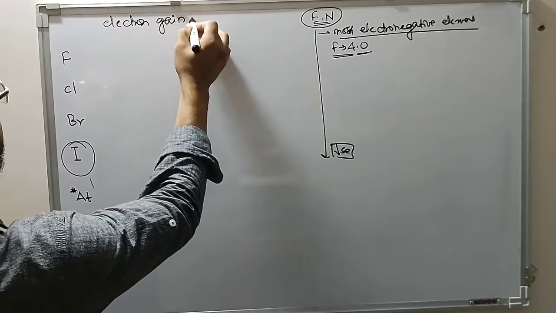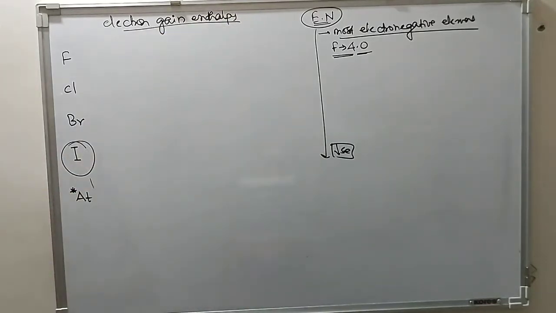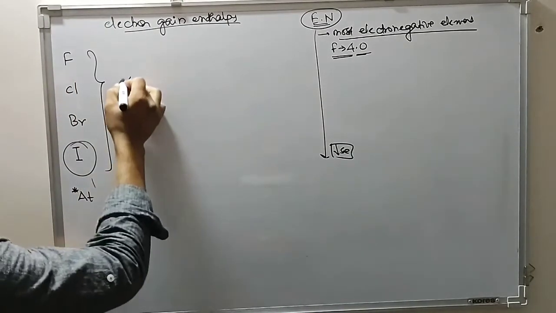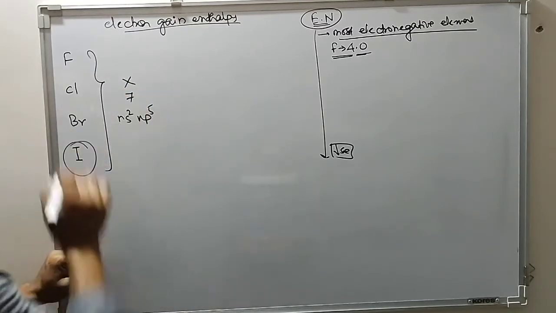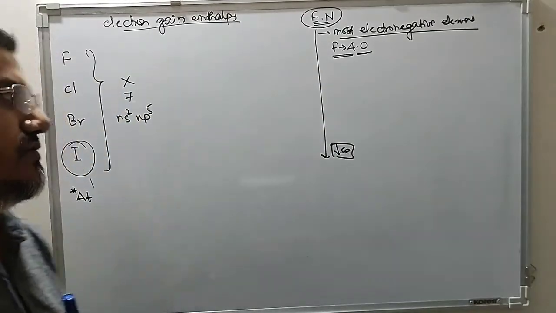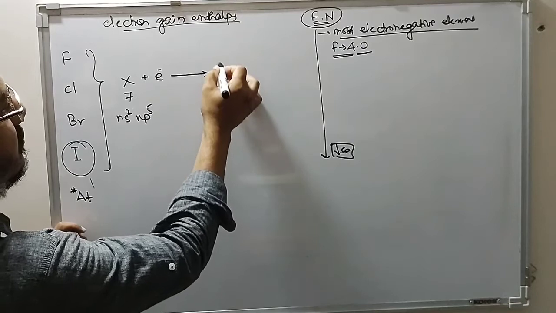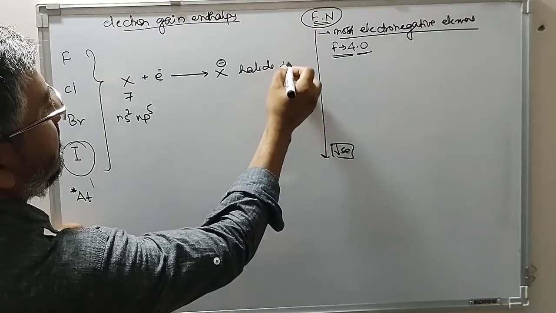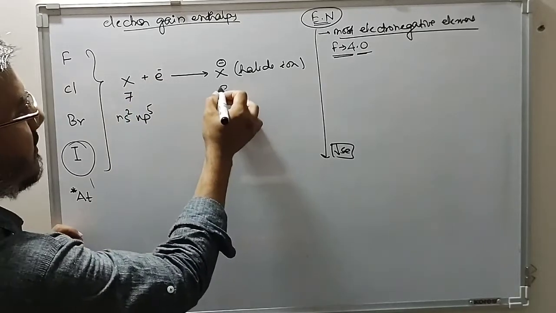Now coming to electron gain enthalpy. If you look at these elements, they have 7 electrons in the valence shell, so ns2 np5, and these elements are strongly electronegative. They have a strong tendency to withdraw electrons. So they acquire one more electron and are converted into halide ions. So 7 plus 1, they acquire an electron.